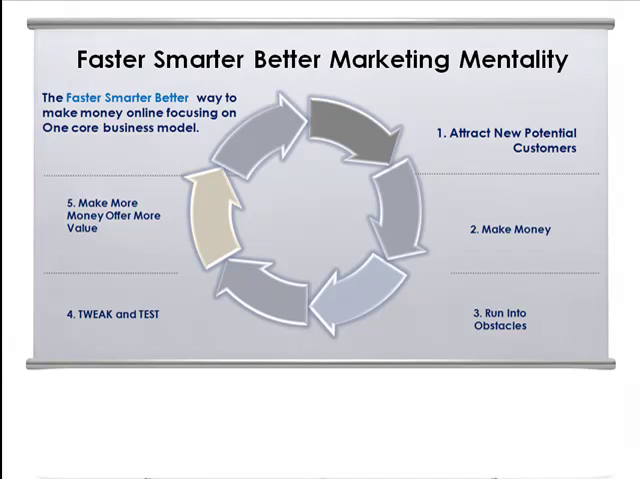Now, just like with the other model, you'll run into obstacles. Obstacles come up no matter what, whether you're planning for them or not, whether you think you have the magic bullet or not, obstacles arise. And there's going to be a lot of them. Okay? The difference with the faster, smarter, better marketing mentality is that once you run into an obstacle, you're going to apply a proven method of testing. Okay? And you're going to make tweaks to your system. And then you're going to keep doing that until you have moved over the roadblock that has popped up. Okay, so you run into the obstacle, you test and you tweak.